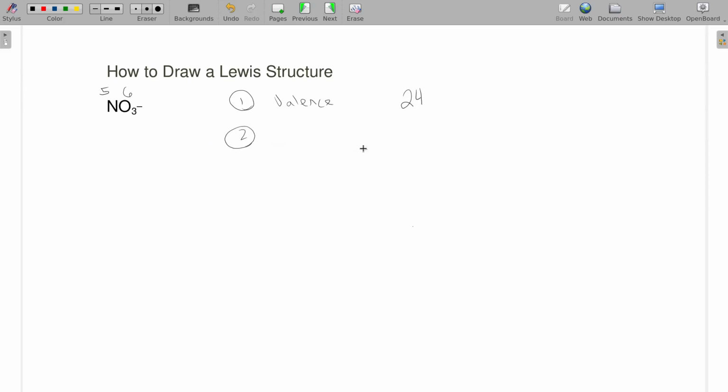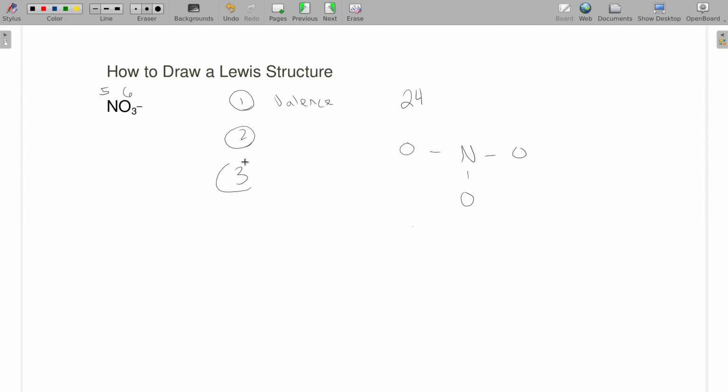Number 2, we're going to arrange them in space. In this case, I'm going to put the nitrogen surrounded by the oxygens. And I'm going to remember that since this is a polyatomic ion, it's very likely that whatever's not oxygen is surrounded by oxygen, because that's typically how we see our polyatomic ions.